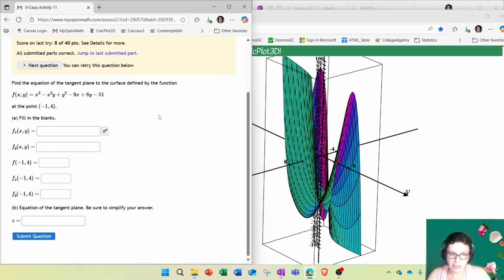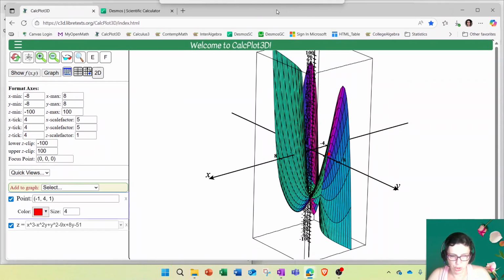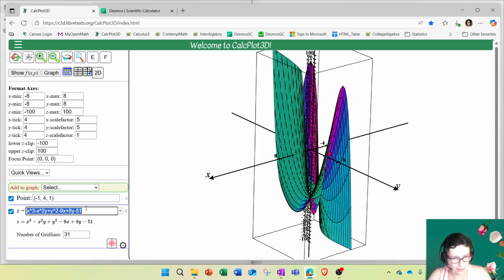Hi guys, in this video we are going to take a look at how to find the equation of a tangent plane to the following surface at the point (-1, 4). So I am trying to show you what this looks like. This is the surface, right? I typed it here, and then I also added the point.